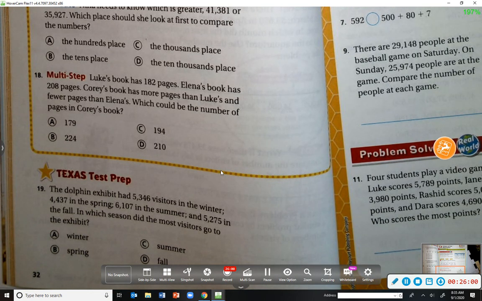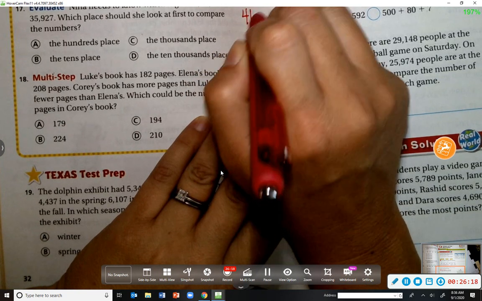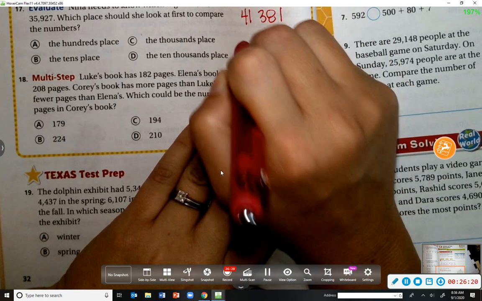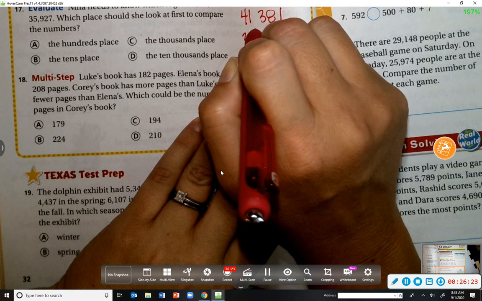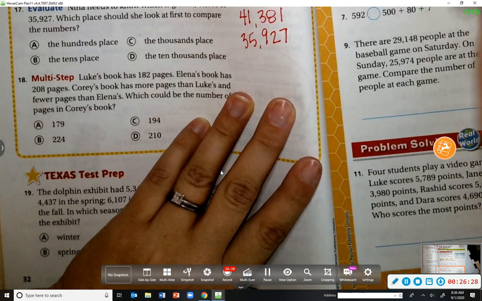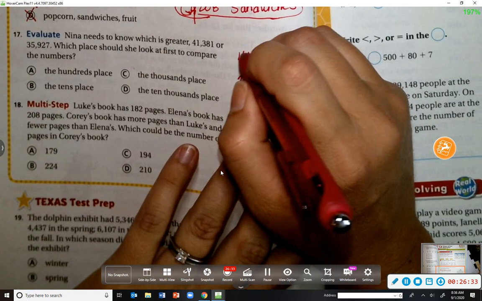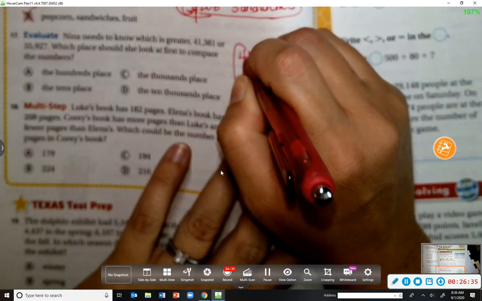Okay, number 17, it says Nina needs to know which is greater, 41,381 or 35,927. Which place should she look at first to compare the numbers? Okay, so remember, we want to line them up. They both go to the same place. Now we just need to figure out what place it is. So we start from the left-hand side, and we're comparing these two.